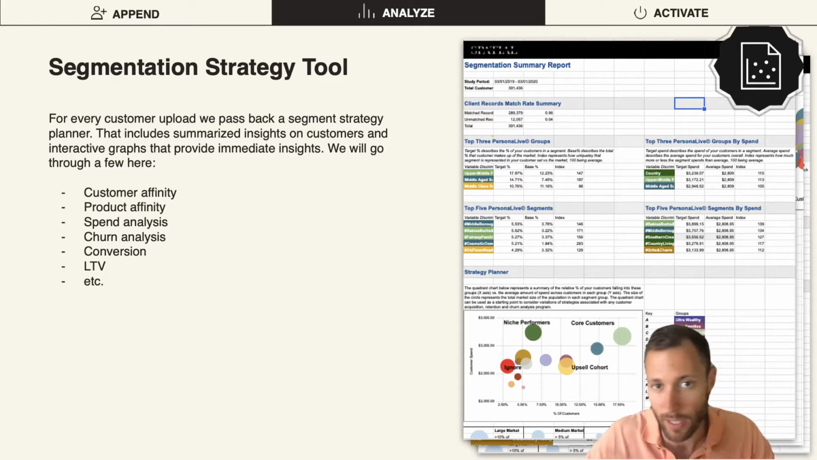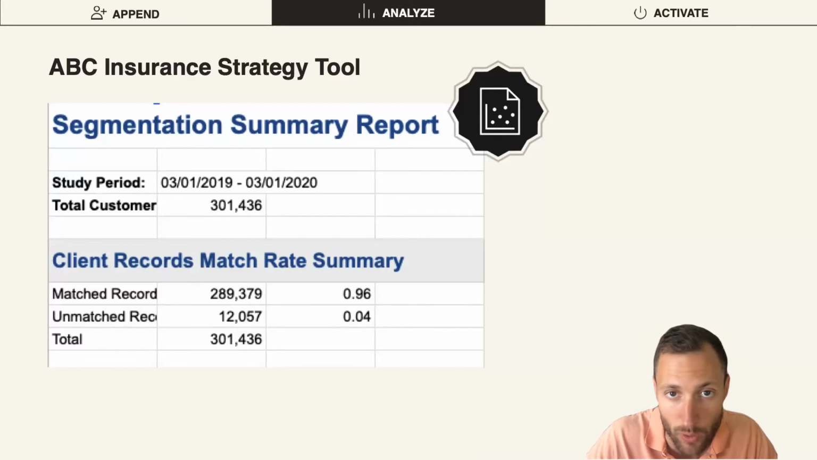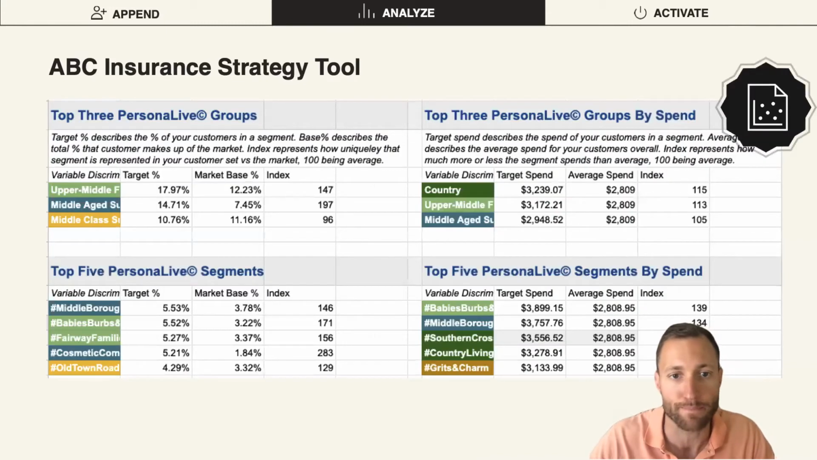So let's dig into some of the parts here, and I'll give you a tutorial on how to use this. The first thing that you're going to see here is the amount of matched records. We uploaded 301,000, and 96% of those were matched at the individual level. Sometimes we just don't have that individual data, or there might be a name that's spelled wrong or something. In that case, we would match them at the address level, which is what we did here. But we had a pretty good match rate.